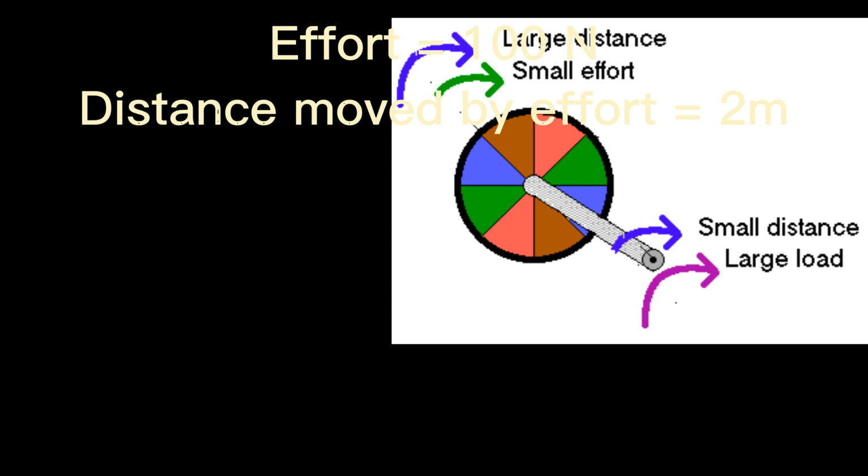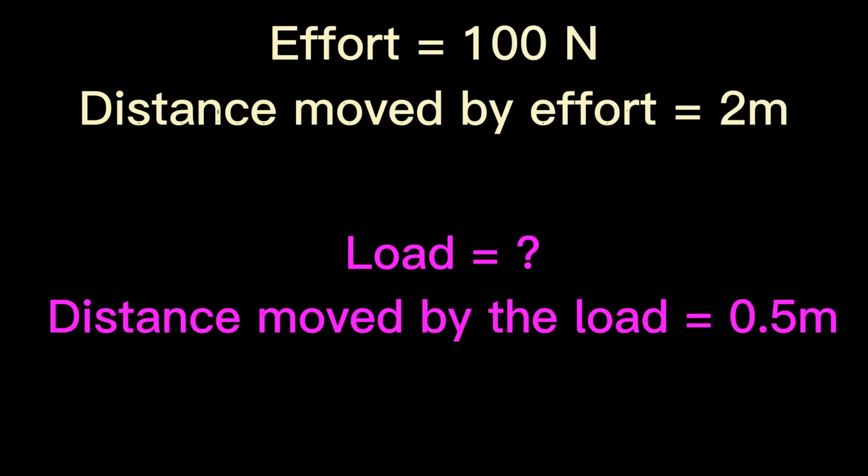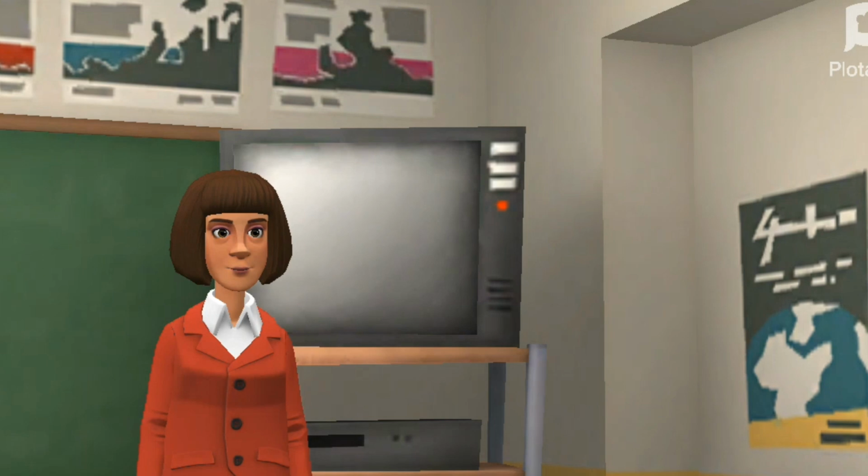For example, imagine a machine that when an effort of 100 Newton is moved through 2 meters, it moves a load through a distance of 0.5 meters. We can determine the maximum value of the load.